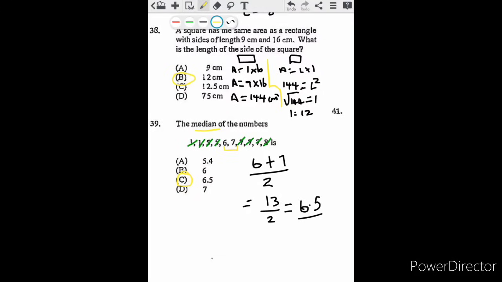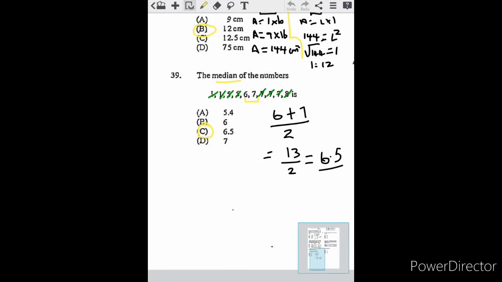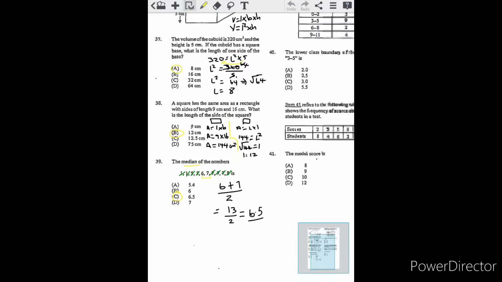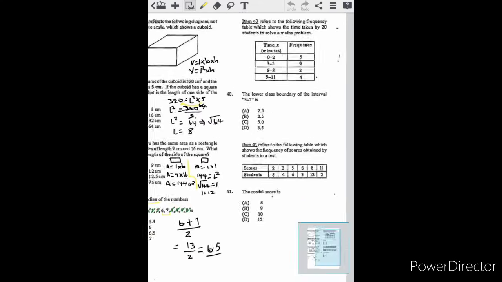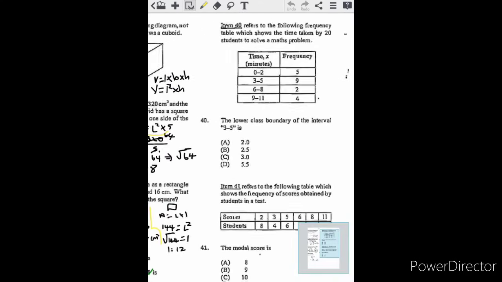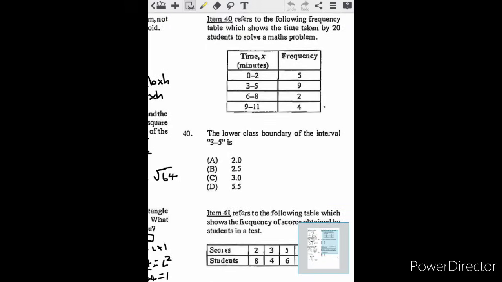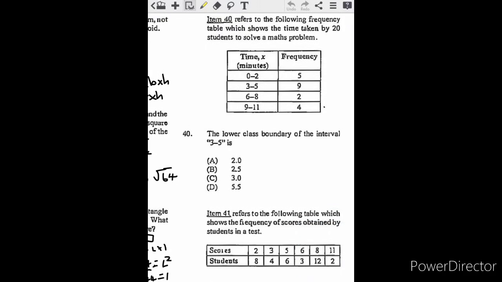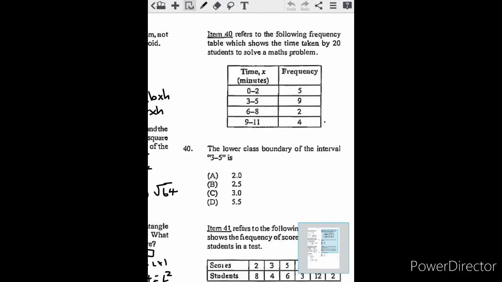Moving on to 40. It says item 40 refers to the following frequency table, which shows the time taken by 20 students. Sorry, let's bring this down a little more. Yes, time taken by 20 students to solve the maths problem. So we have the table there showing time and frequency.